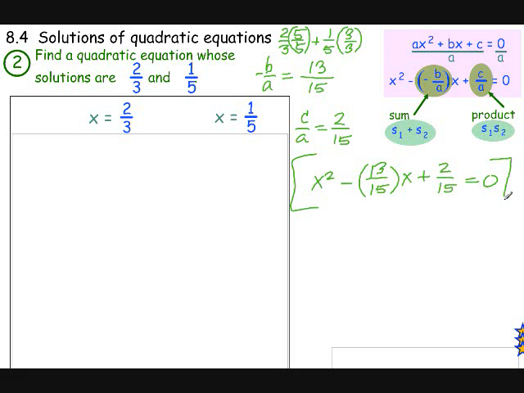Clearing the fractions. As long as I do the same thing to both sides of this equation, I'll be okay. I'm going to multiply this whole thing by 15. When I do, I get 15x squared minus 13, whoops, let's get that x in there, 13x plus 2 equals 0. Well, let's check my answers and see. Oh, thank goodness it matches.